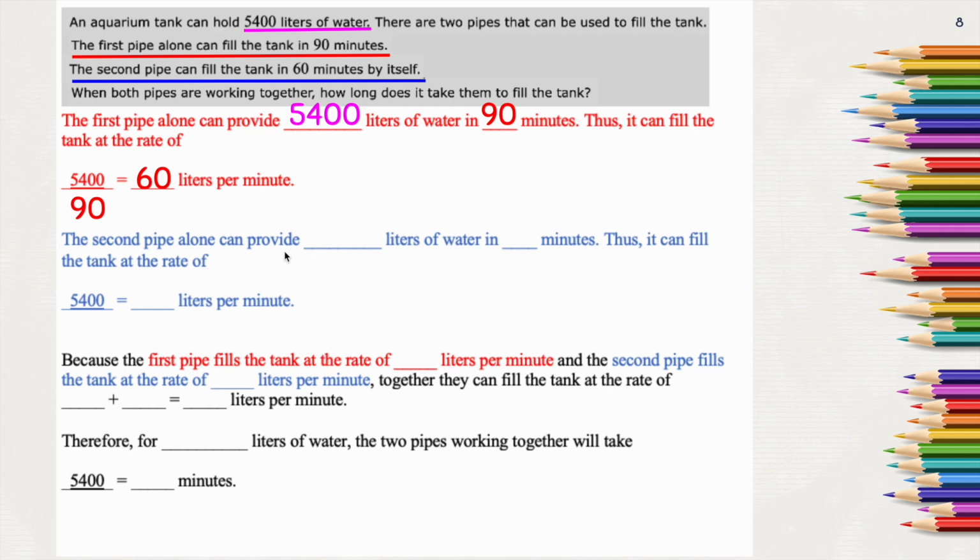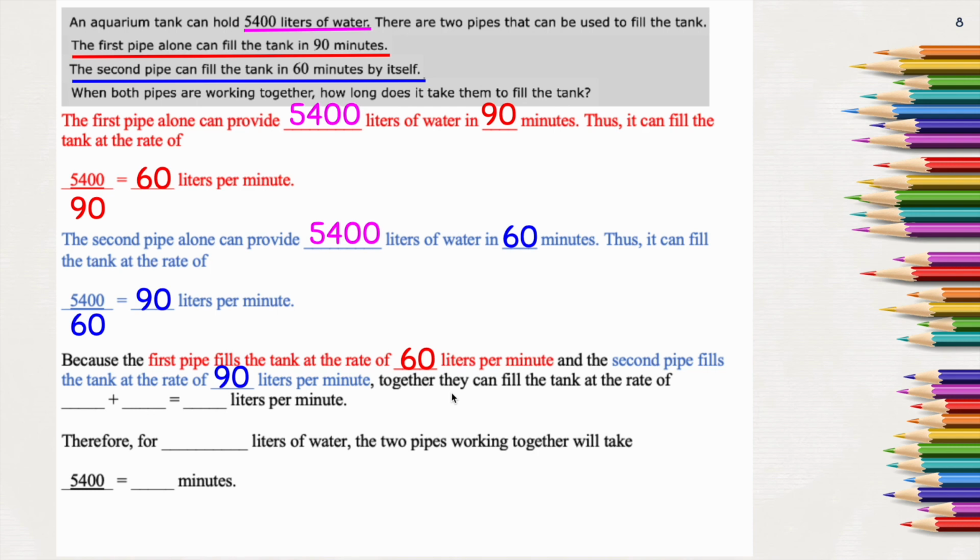The second pipe can provide the same 5,400 liters, but now it can do it in 60 minutes. This is even quicker, because it took 90 minutes to do the 5,400 here, but it's only taking 60 minutes to do the 5,400 here. So when I divide by 60, it's going to be 90 liters per minute. So 60 liters per minute, 90 liters per minute. It's definitely more liters per minute on the second pipe. The first pipe has 60 liters per minute, and the second pipe has 90 liters per minute. So I know them separately.